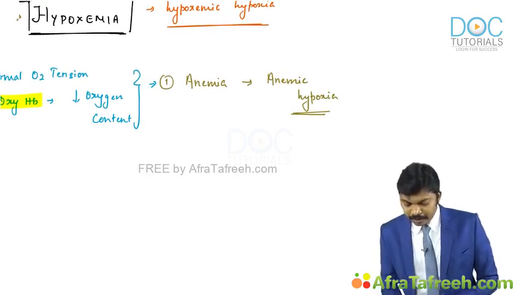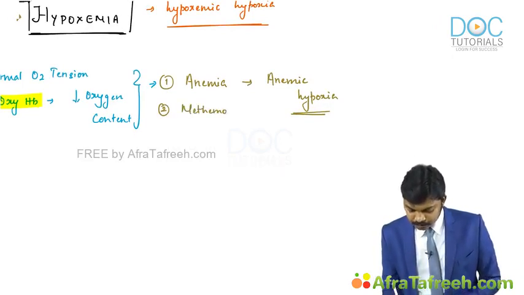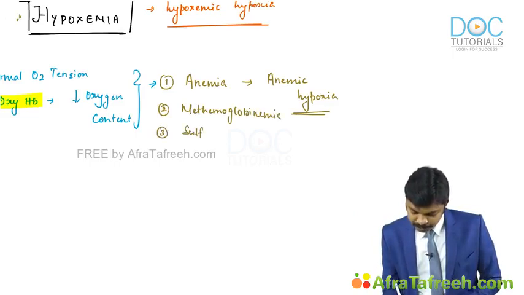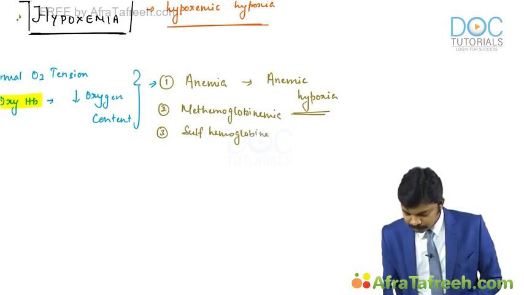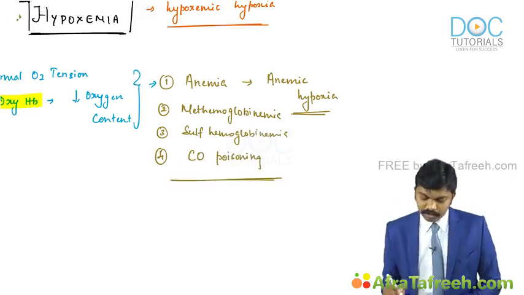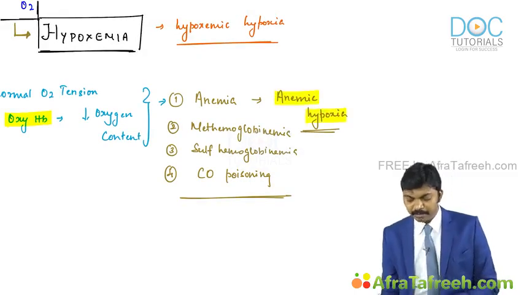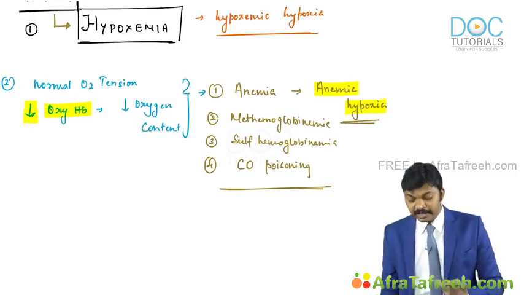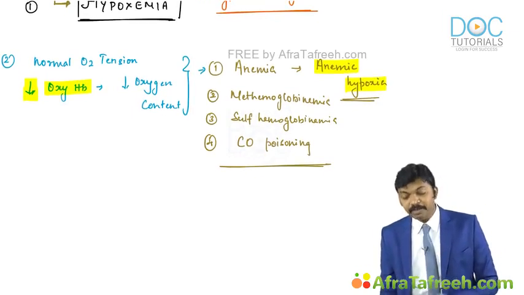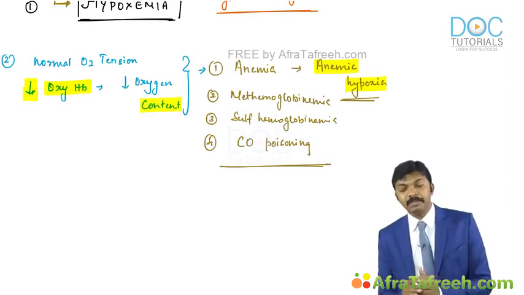So this is not just anemia alone, doctors. When there is a profound methemoglobinemia or sulfhemoglobinemia. Number 4, carbon monoxide poisoning. All these are the reasons for anemic hypoxia, doctors. So anemic hypoxia is manifested by normal oxygen tension of blood but decreased oxyhemoglobin, and this leads to reduced oxygen content. Okay, this is anemic hypoxia.